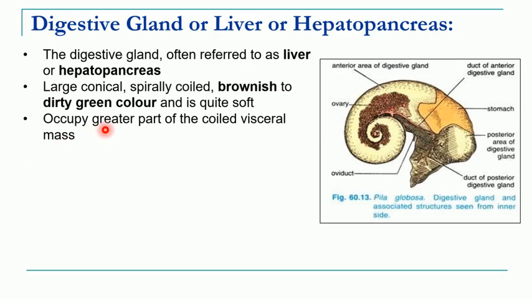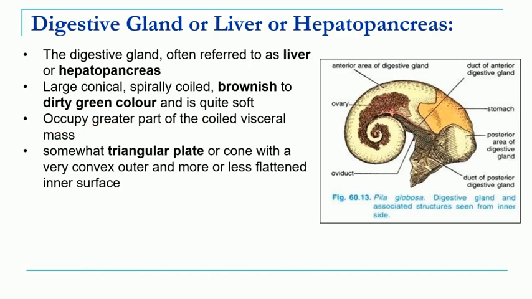Now it occupies the major part of the visceral mass. We know that this visceral mass is a coiled structure, so it occupies the major part of it. It is a triangular plate-like or cone-shaped structure with a very convex outer margin. So you can see the outer margin is convex and the inner surface is more or less flattened.